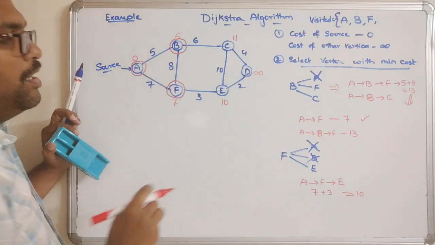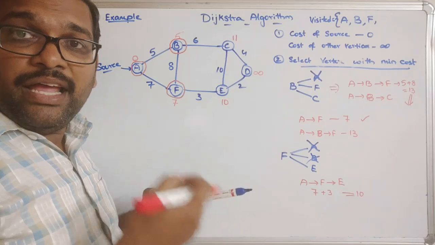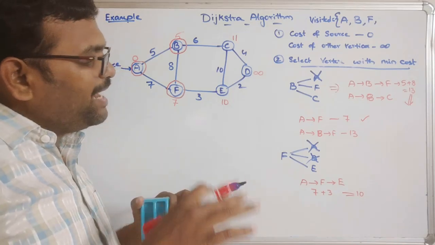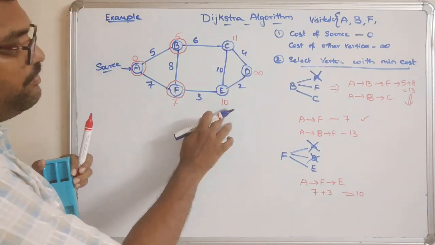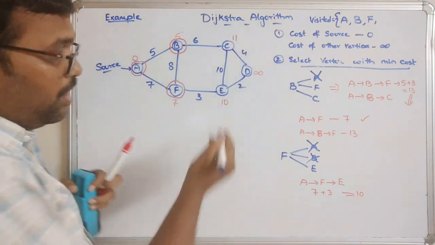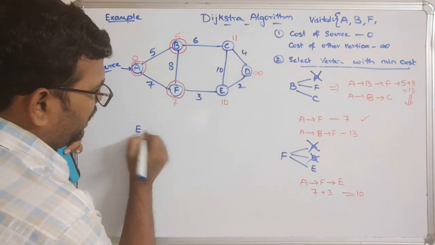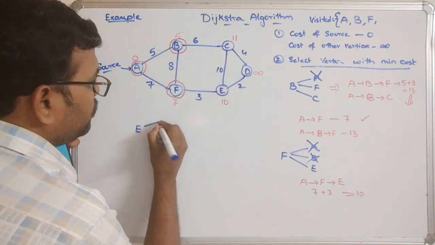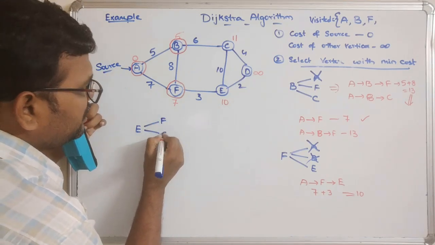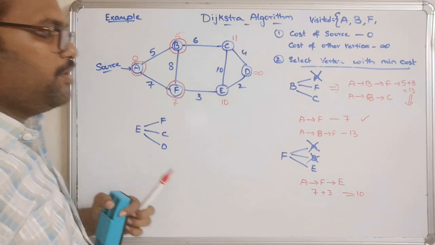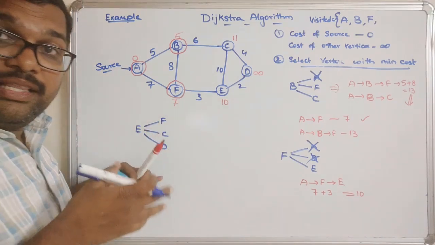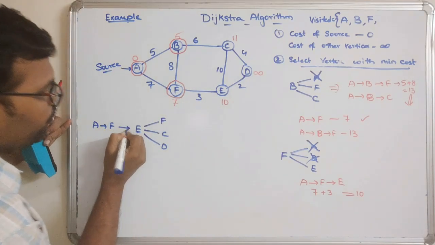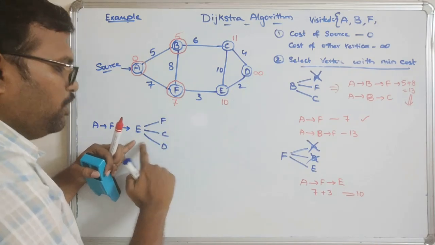F is visited now. Now repeat the same process. Again, from the unvisited vertices, select the minimum. So which one is having the minimum? E with 10, C with 11 and D with infinity. Obviously E is the minimum. So E, and find out all the adjacent or neighboring edges: E to F, E to C, E to D. This implies A to F, F to E, so we can write it here. A to F, F to E, and now E to F or E to C or E to D.